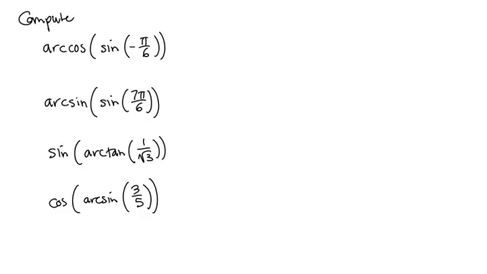So let's start off with this first one. How will we compute the arccosine of the sine of negative pi over 6? Well, maybe the thing to do is to use the order of operations. We have a bunch of parentheses right here. Let's start off by figuring out what the sine of negative pi over 6 is.